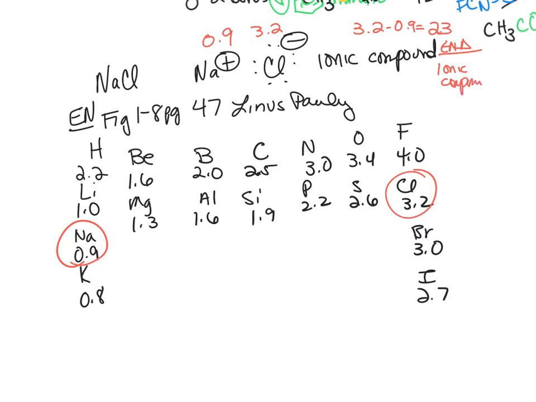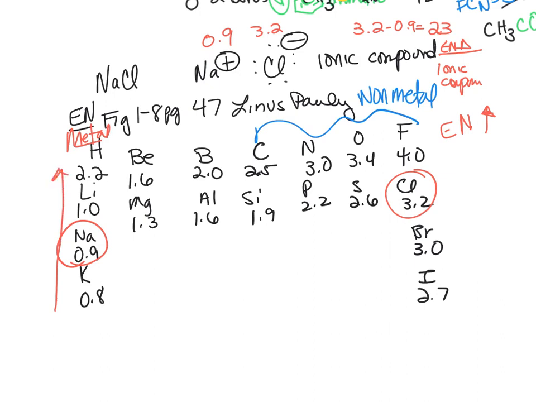And you can recognize this when you have a metal with a non-metal. You're going to have a big polarity difference because electronegativity increases going up a group. So it increases going up a group, 0.8, 0.91, 2.2, and over. So as you can see, 4.0 is greater than 2.2. So as you go to the right, your electronegativity is going to increase.